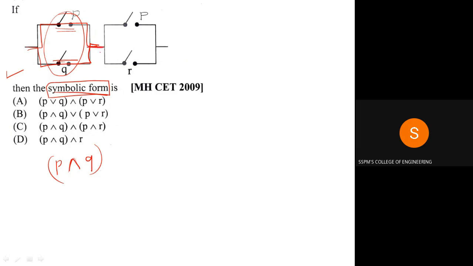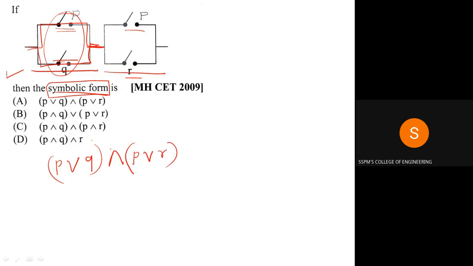So, P or Q, and see, both this part and this part should be connected to each other in order to use the circuit. So, and what is this? P and R, they both are in parallel. So one of them has to be closed. That is, we have to use the OR operator here. So P or R.